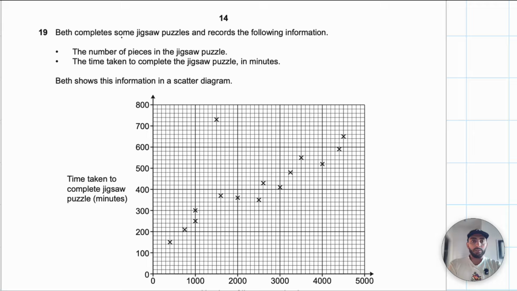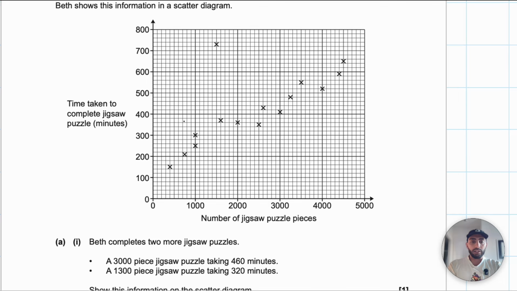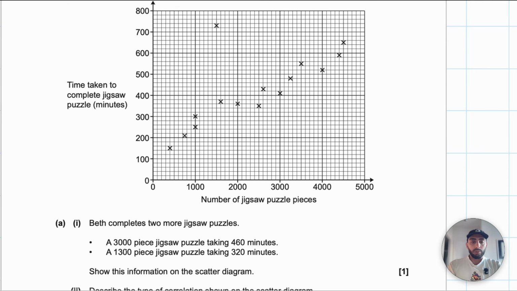Question 19. Beth completes some jigsaw puzzles and records the following information. Beth shows this information in a scatter diagram. Beth completes 2 more jigsaw puzzles, a 3,000 piece taking 460 and a 1,300 piece taking 320 minutes. Show this information on the scatter diagram.